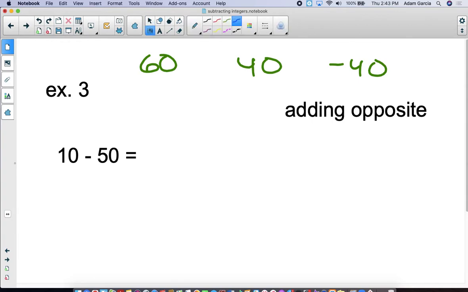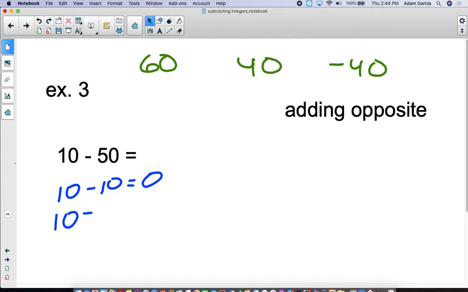Think about it this way. What would 10 minus 10 be? What's that equal? 0, right? So if you had 10 minus, but you're changing it to 50, aren't you going past 0 into the negatives now? You're taking more away than the 10. And how far are you going to go? You're going to go 40 into the negative. So the answer here would be -40.